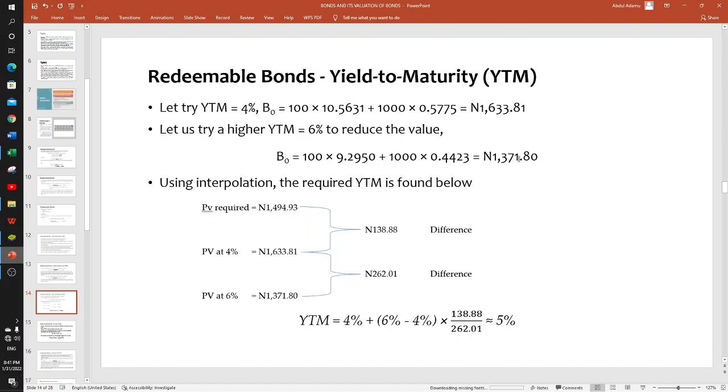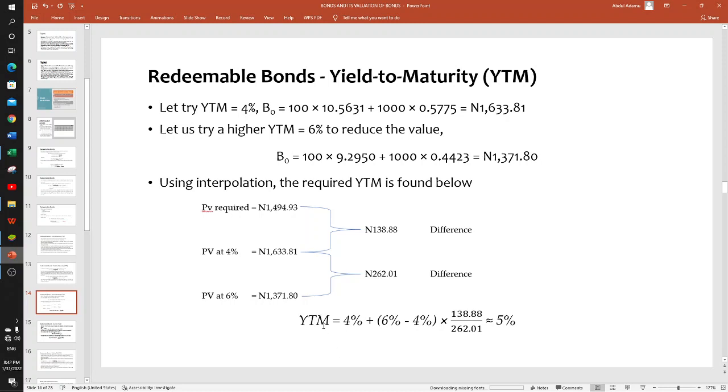We have 1371.80. If you look at this, one is higher than what we require and this one is lower than what we require. So we interpolate. You arrange it this way. This is the one required. This is the one at 4%. This is the one at 6%. The difference between this and this, minus this, we get this. That is the difference between this and this. Then this minus this, we get this. That's how we got these two numbers.